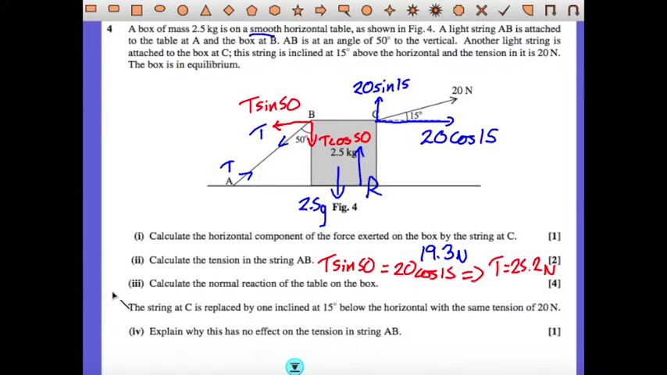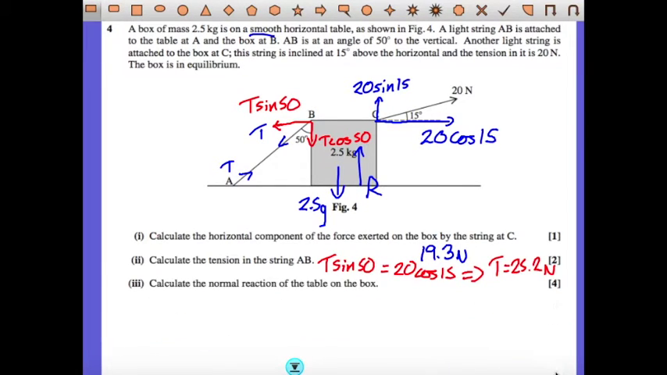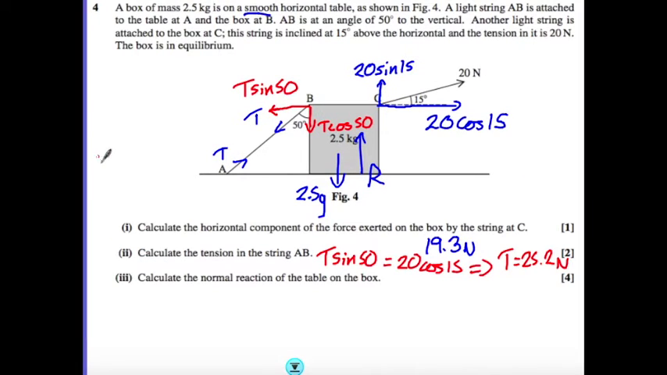Let's give ourselves a bit more space. So if you think about all the forces acting vertically, now we've resolved everything, there's nothing acting diagonally, we can just worry about up, down, left and right. All the forces acting up have got to equal all the forces acting down. Acting up, we've got R, we've got 20 sine 15, and that's it. That's got to equal all the forces acting down, so we've got this 2.5 g, and we've got this T cos 50.